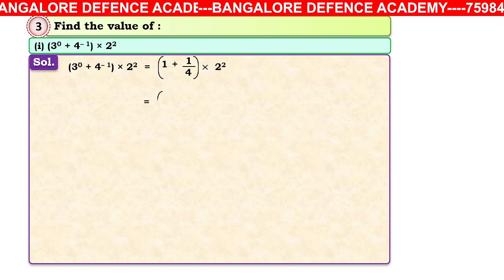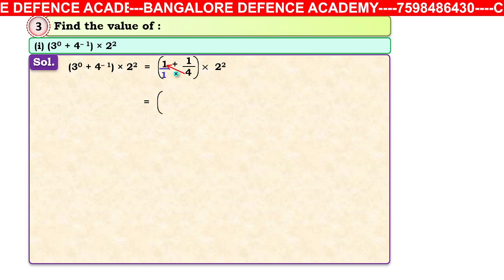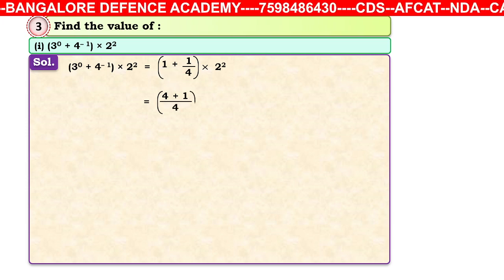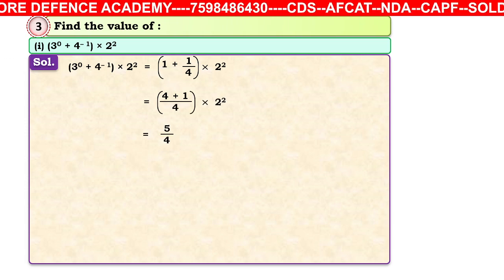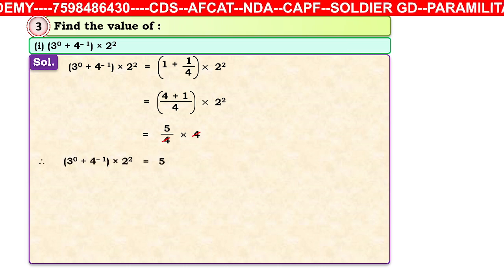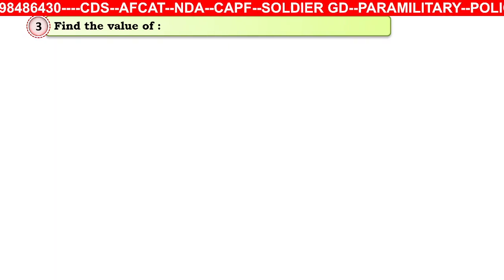So now, first solving the bracket, if I cross multiply and take the LCM method, I get the answer as 5 by 4 into 4. So 4 and 4 get cancelled. I get the answer as 5. So I have simplified and I got the answer as 5.